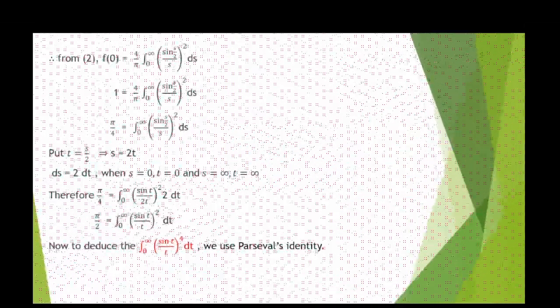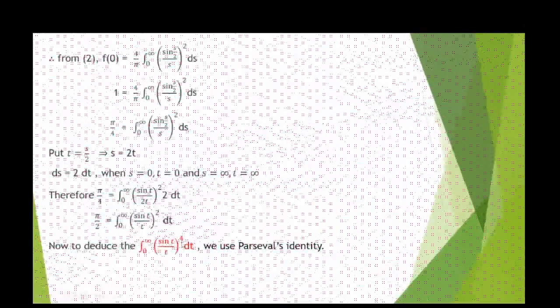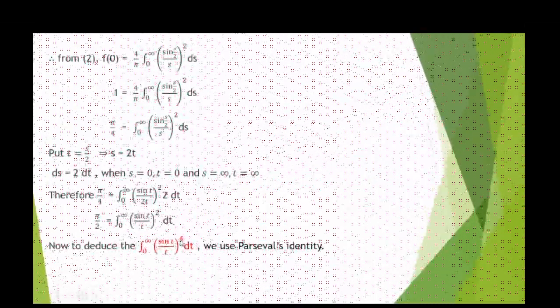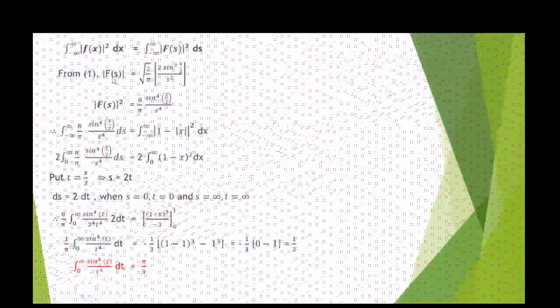Then we have to deduce this function here. What's the power of this function? It is 4. So for more than 2, we have to use Parseval's identity. What is Parseval's identity? It is integral minus infinity to infinity modulus of f of x the square dx is equal to integral of f of s the square ds. So from 1, modulus of f of s is equal to root 2 by pi 2 sine square s by 2 divided by s square. So we have to square on both sides.